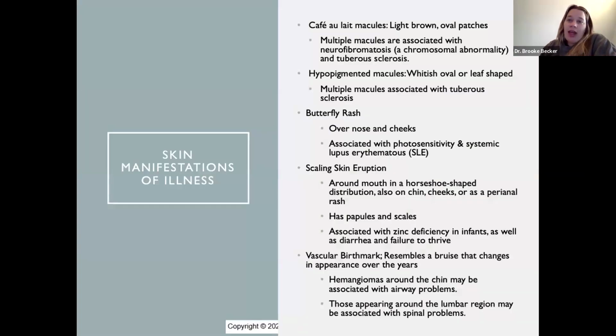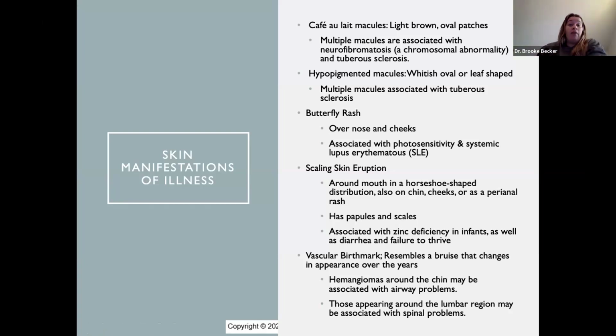Okay. Cafe au lait macules. These are light brown oval patches. Here, I can maybe show you mine. I don't know if you guys can see it very well, but it looks just like a birthmark, right? But it's lighter and flat. It's always this color. It hasn't gotten darker, hasn't changed. Can you guys see it okay? So that is what a cafe au lait spot looks like.